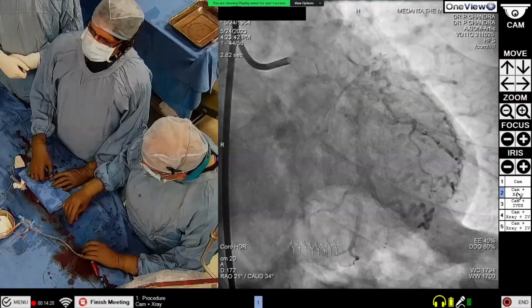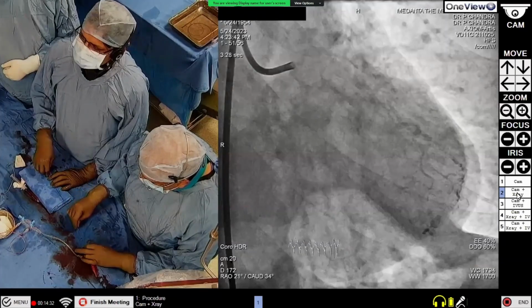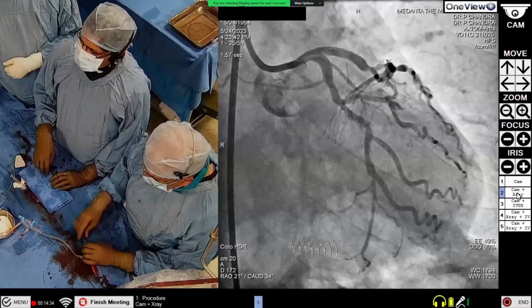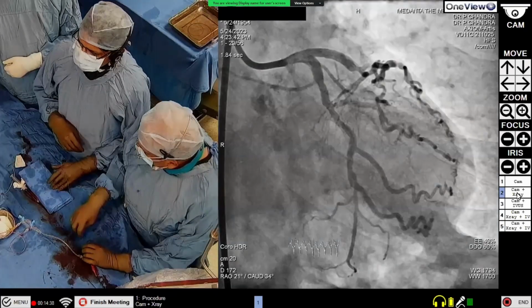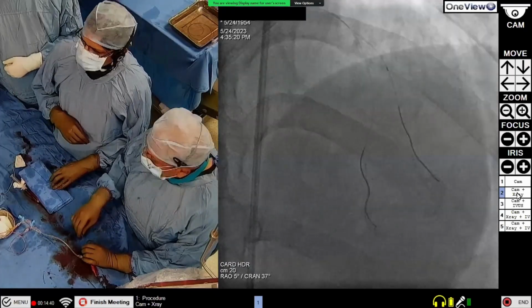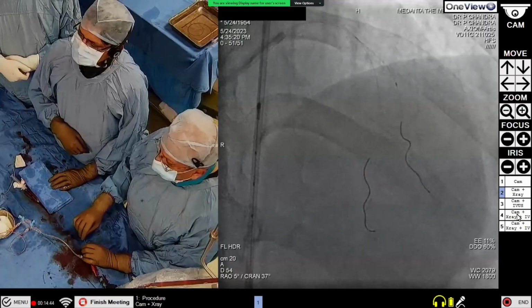This is an interesting case. He is a 69-year-old male, non-diabetic, normotensive. He presented with exertional angina class C, for which an angiogram was done, which showed critical disease in the RCA and a critical bifurcation in the LAD. You can see here. Can you show us the first shot?